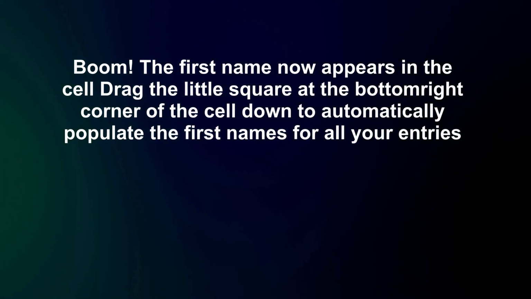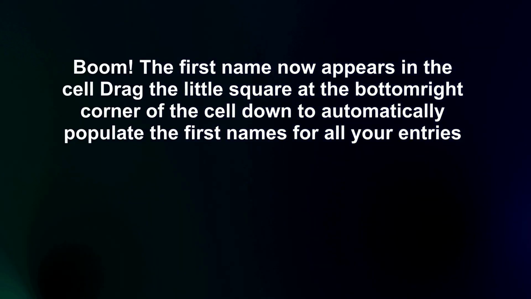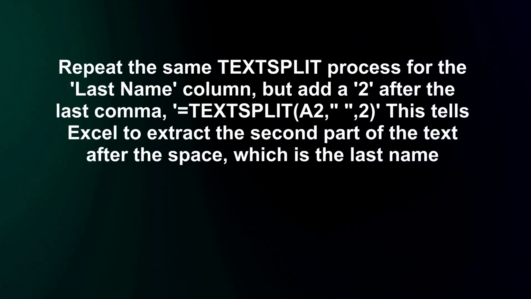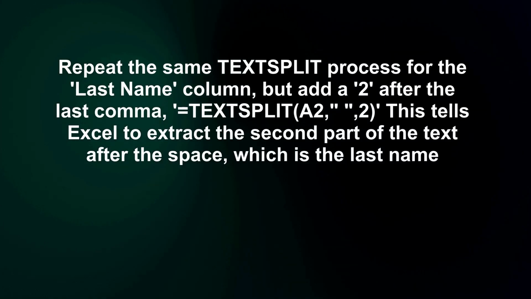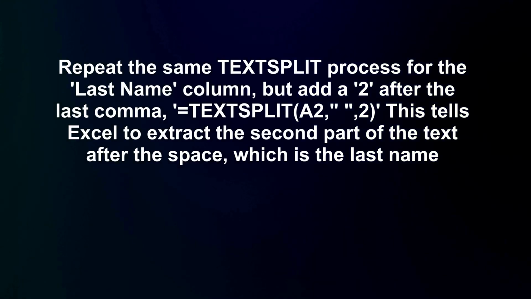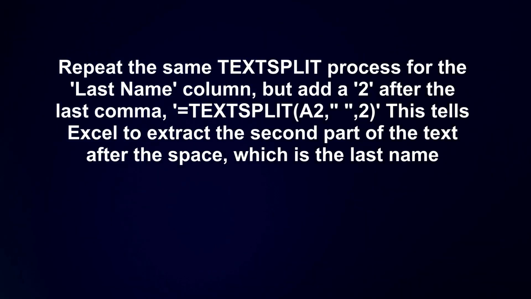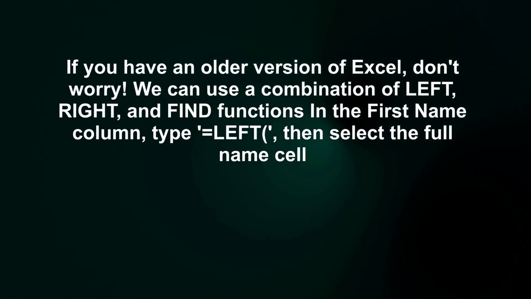Drag the little square at the bottom right corner of the cell down to automatically populate the first names for all your entries. Repeat the same TEXTSPLIT process for the last name column, but add a 2 after the last comma: equals TEXTSPLIT(A2, ..., 2). This tells Excel to extract the second part of the text after the space, which is the last name. If you have an older version of Excel, don't worry.